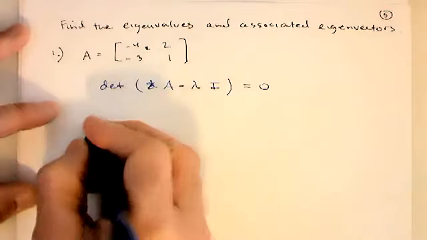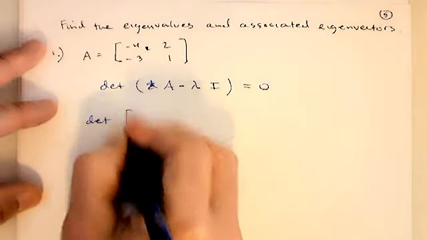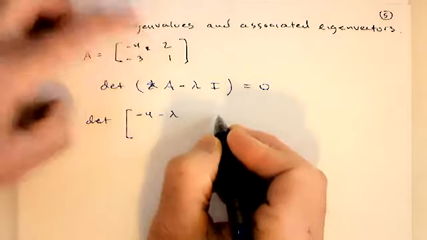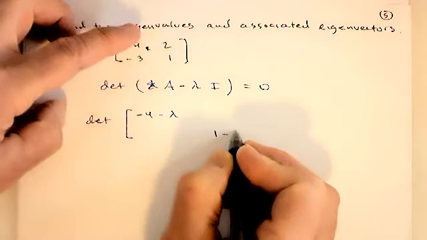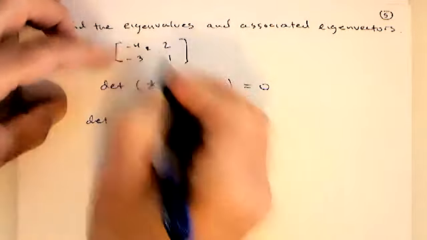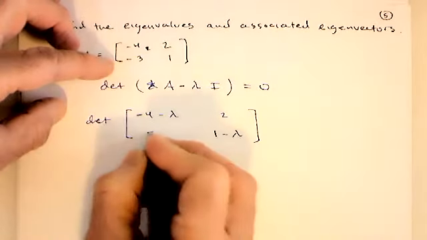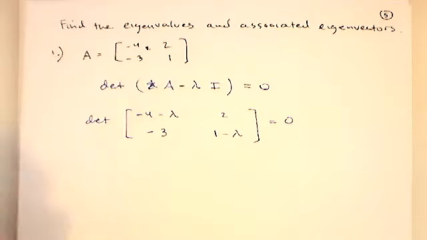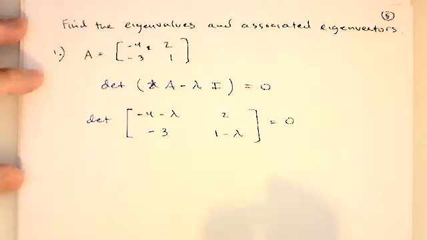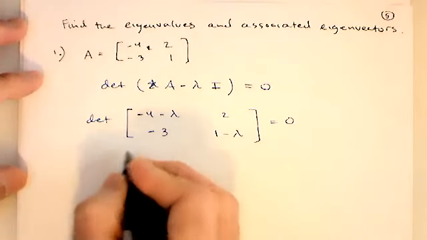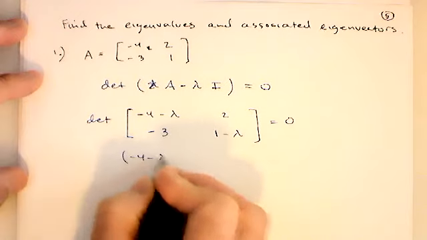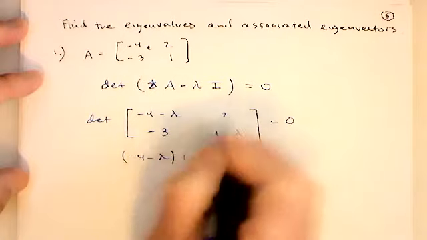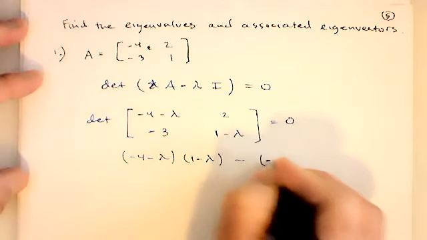So this is going to turn into the determinant of -4 minus lambda, 1 minus lambda. So the main diagonal entries get a minus lambda, and then the off diagonals just stay the same. The determinant would be -4 minus lambda, 1 minus lambda, minus the product of the off diagonal, which is -6.